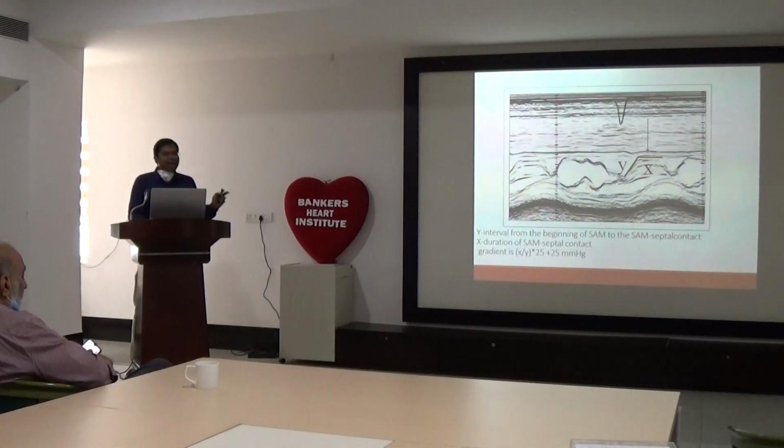I have found one literature regarding this. This is a method to quantify the LV outflow gradient with M mode echocardiography. Here there is an abnormal motion which is quantified by the interval from the beginning of the SAM to the peak of the SAM, septal contact, and the x is the duration of the septal contact. This x is this length. So the multiplication of this by 25 plus 25 gives this gradient, the LV outflow gradient.